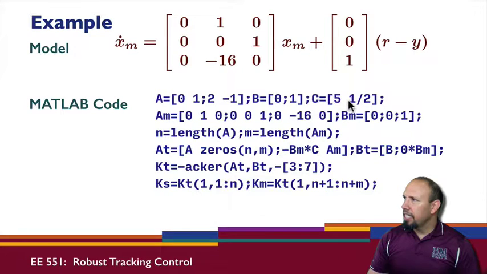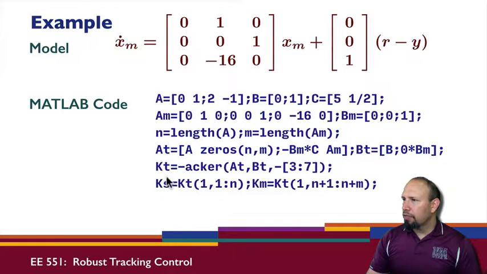Here are my A, B, C matrices. Here are my AM and BM. I use these to get the proper dimensions. Then my A tilde is A and zeros of dimension n by m, where n is the length of the original A matrix and m is the size of this matrix, and minus BM times C, AM. Here's my B tilde matrix. I can now use Ackermann's formula, and in this case I place the eigenvalues at minus 3, minus 4, minus 5, minus 6, and minus 7. So I use the acker command to do that.